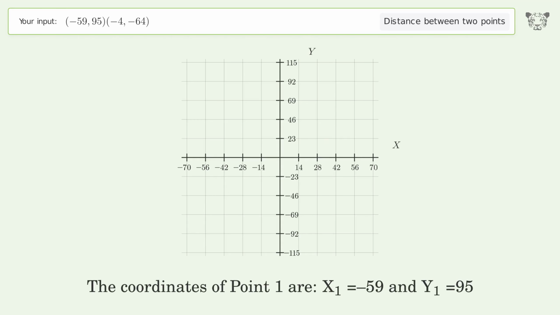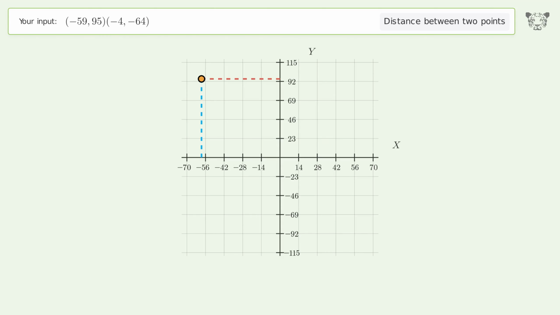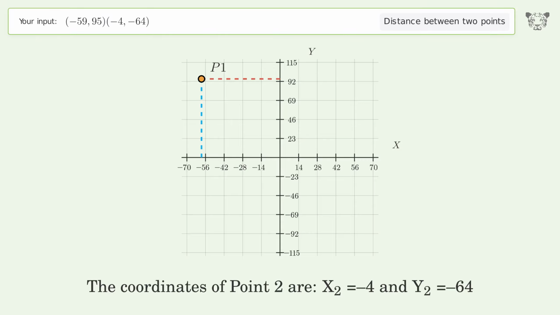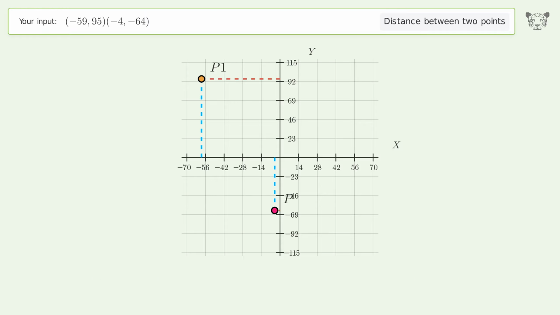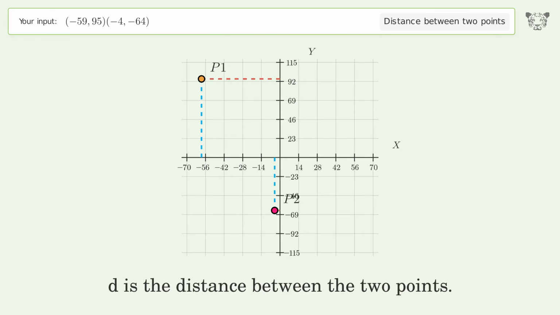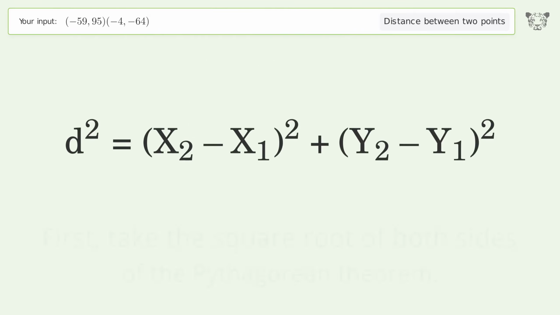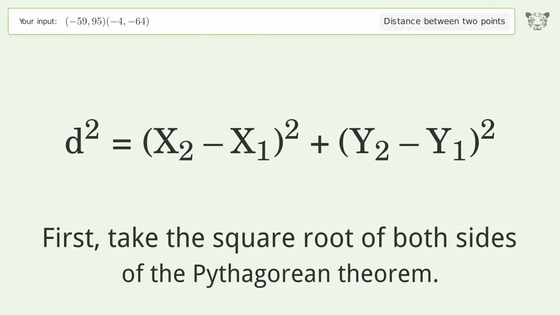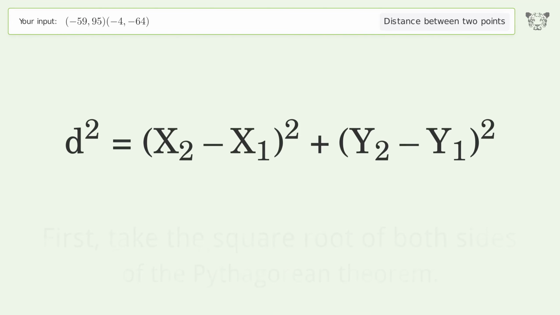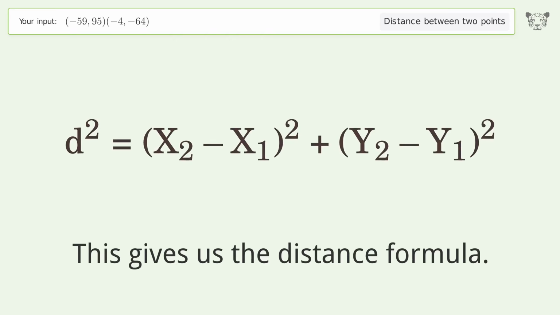The coordinates of point 1 are x1 equals -59 and y1 equals 95. The coordinates of point 2 are x2 equals -4 and y2 equals -64. D is the distance between the 2 points. First, take the square root of both sides of the Pythagorean theorem. This gives us the distance formula.